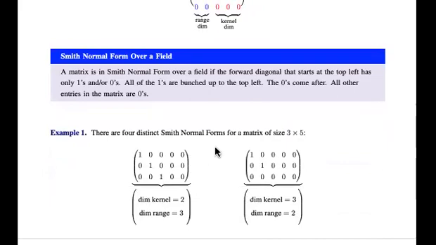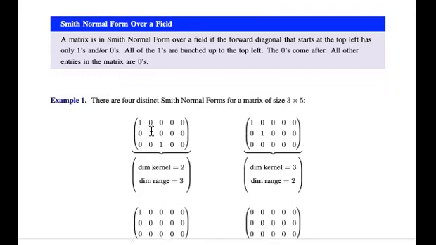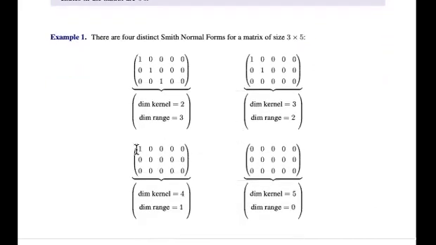So let's look at the different types of Smith normal forms that we could get for a matrix of size 3 by 5. We have ones down the diagonal as far as we can go, or you could have ones down to that point, or a 1 to that point, or just everything 0. Notice in this case there are 3 zero columns, so the dimension of the kernel is 3. Here, there are 2 non-zero columns, so the dimension of the range is 2 and the dimension of the kernel is 3. Then the kernel is 4 and the range is 1, and finally the dimension of the kernel is 5.